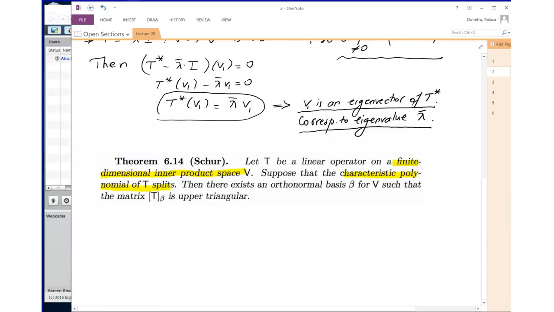Then there exists an orthonormal basis beta for V in which the matrix of T is upper triangular. So now this takes us in the direction of diagonalizability, right? Diagonalizability meant the existence of a basis in which the matrix would be diagonal. However, the only assumption that they have here is that the characteristic polynomial of T splits, which is way less than we had before.